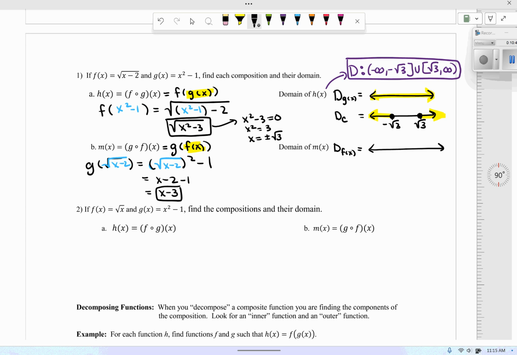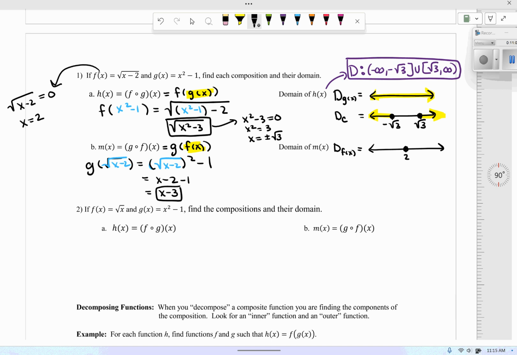So f of x, if you go back up here, we have the square root of x minus 2. Because it's a square root with variables underneath and it's in the numerator, we can set it equal to 0 to solve. So when we solve this, we get x equals 2. So on my number line, I have 2, and it's a closed circle because x can be equal to 2, because I would get the square root of 0.